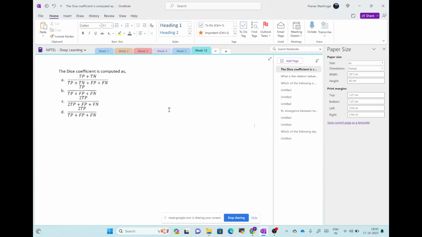And what was covered in this week was denoising, image denoising, variational autoencoders, and some introduction to GANs, generative adversarial networks.